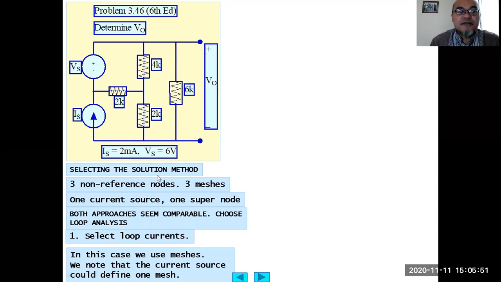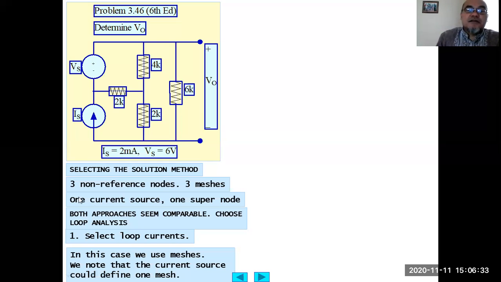Selecting the solution method using loop analysis, we can do three. We can choose three non-reference nodes, or we can choose three meshes, and one current source, one super node. So we can either choose loop analysis or mesh analysis here. Using node analysis, we will have three non-reference nodes, which means three equations using nodal analysis. If we use loop analysis or mesh analysis, we will also have three meshes, so three equations.